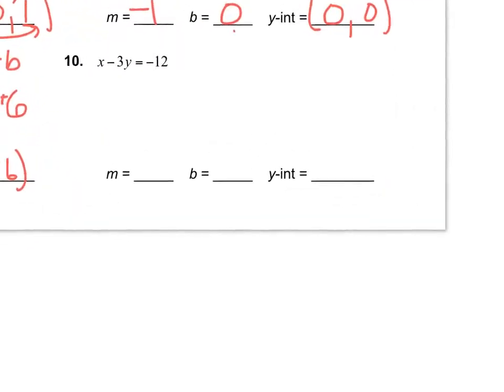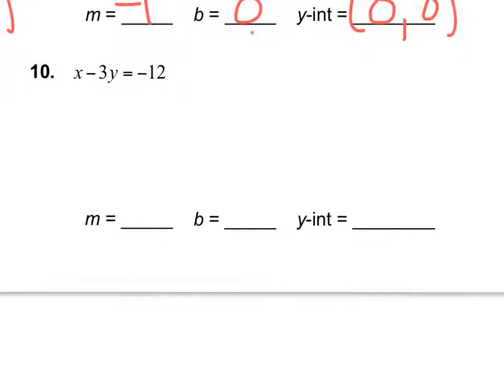There's 10. Can you see it? Yes. Okay, so I'm going to write down the problem: x minus 3y equals negative 12. And we want it to look like this, our form: y equals mx plus b. You notice that we have an x, a negative 3y, and then the minus 12. We need to solve for y. That means we want y to be alone on the left side by itself. So how do you think I would do that?